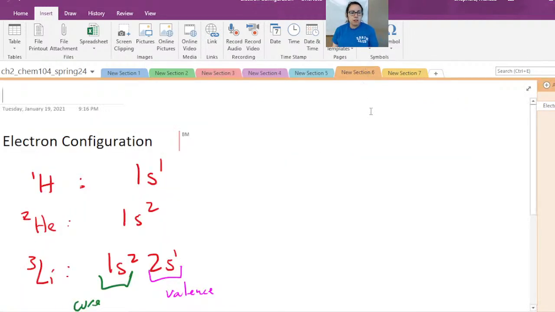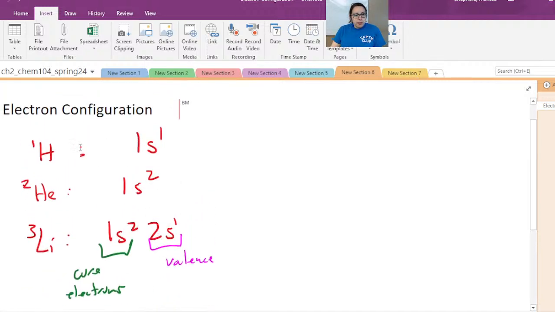Just to review, we did this on Monday, but here's our electron configuration. Write this 1 signifying our first energy level, then our s, whichever orbital is being filled up, and then the total number of electrons. And right now we're just looking at neutral compounds as well.